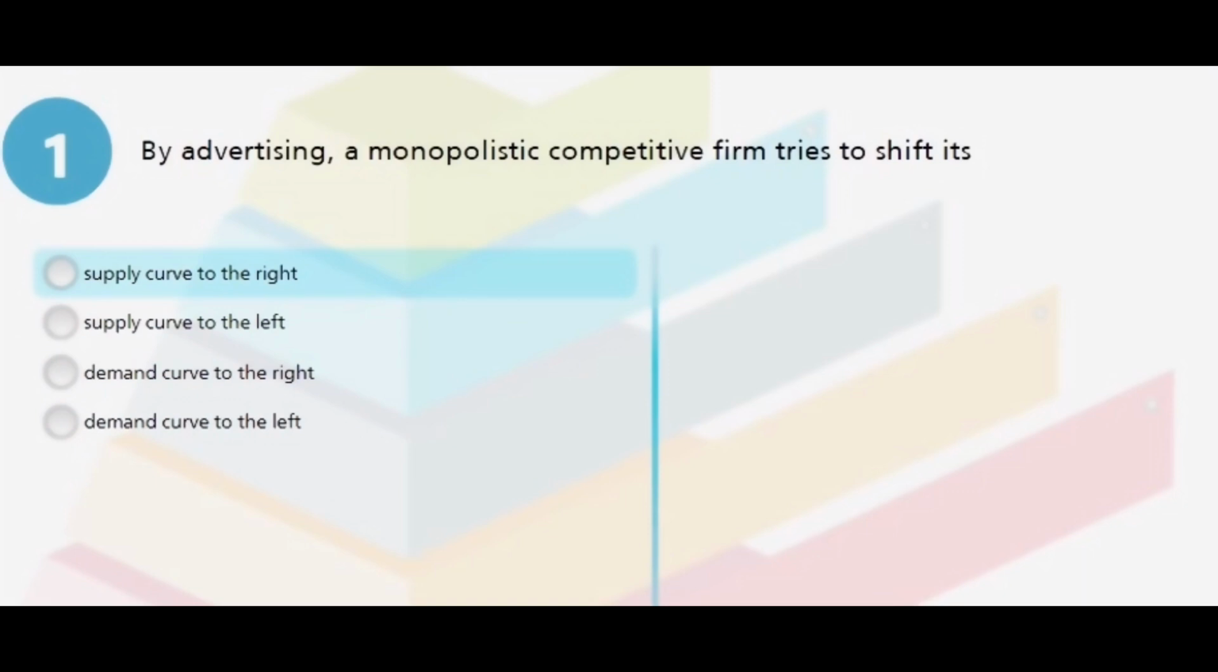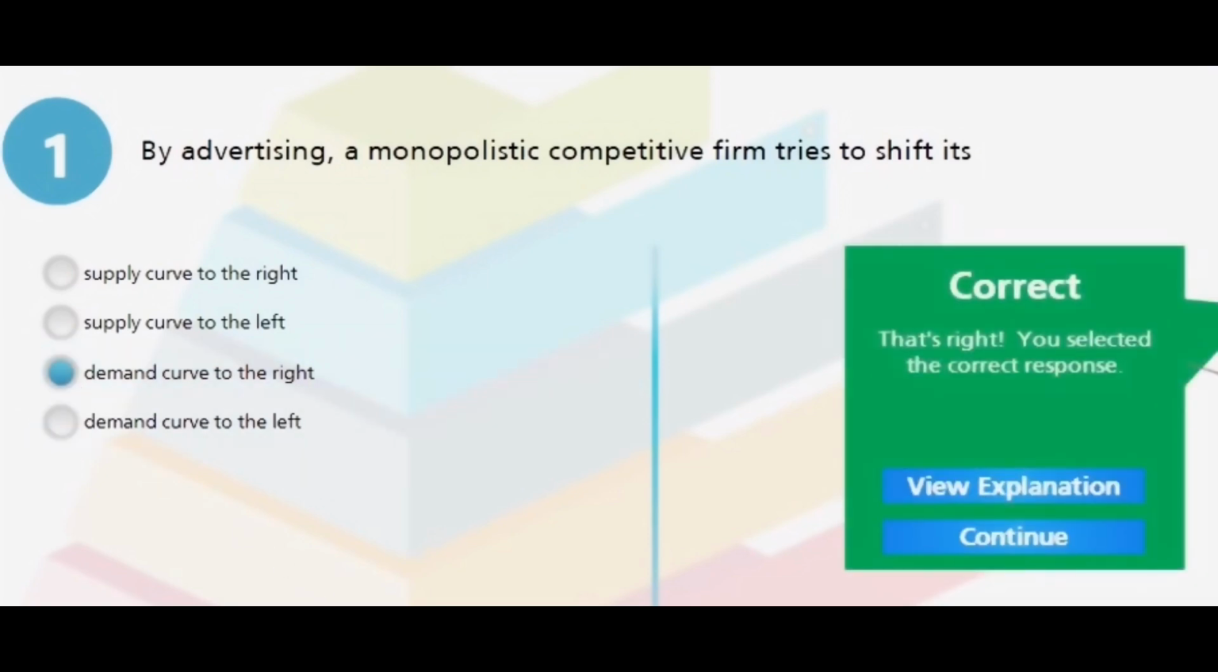By advertising, a monopolistic competitive firm tries to shift its: A, supply curve to the right, B, supply curve to the left, C, demand curve to the right, D, demand curve to the left? Now the right answer is D. By advertising, a monopolistic competitive firm tries to shift its demand curve to the right. I want you to know that a monopolistic competitive firm or even other imperfect competitive firms advertise their products. So it is aimed at increasing their demand, which is a shift in the demand curve to the right, and that was why I picked C.